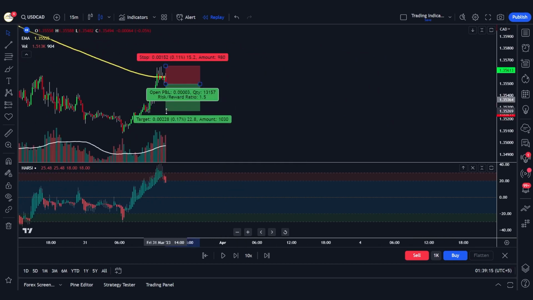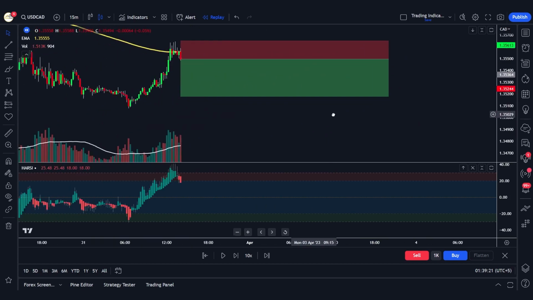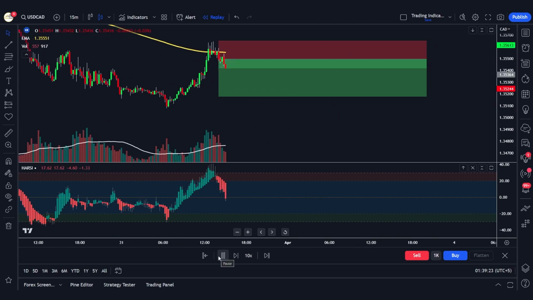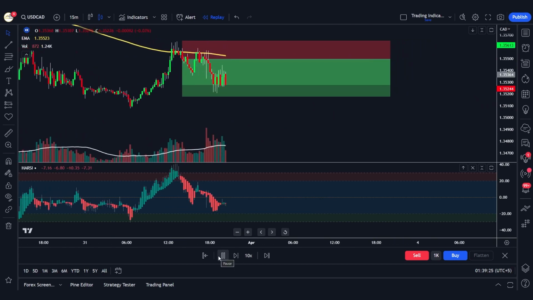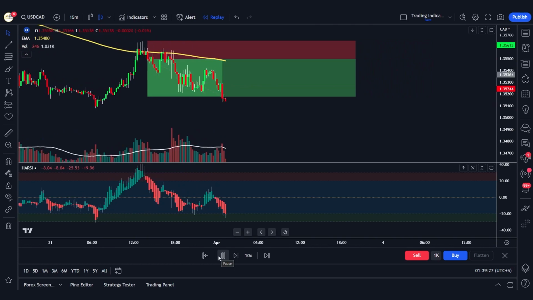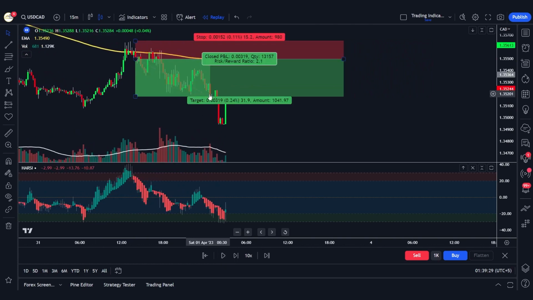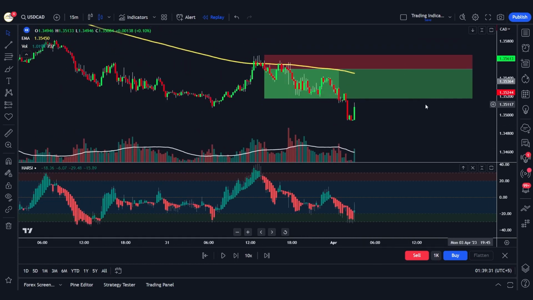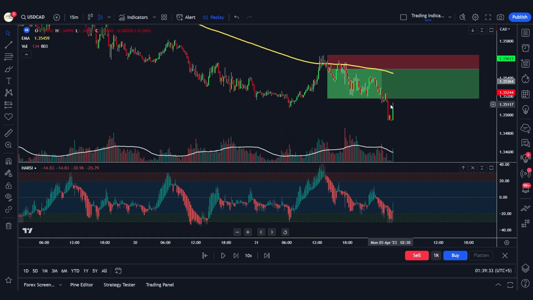So let me just go ahead and set our 2:1 ratio level, and if I just forward play the market, let's see if this 2:1 ratio gets hit or not. So let's just forward play the market, and here we can see that our take profit level has been hit on this candle here, which means that this is a profitable trade of 2:1 ratio.